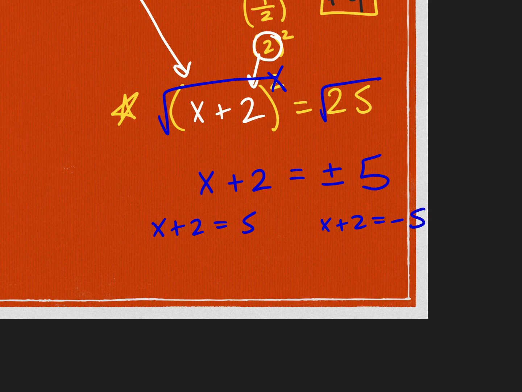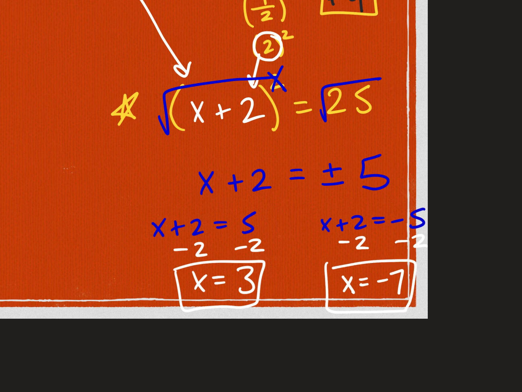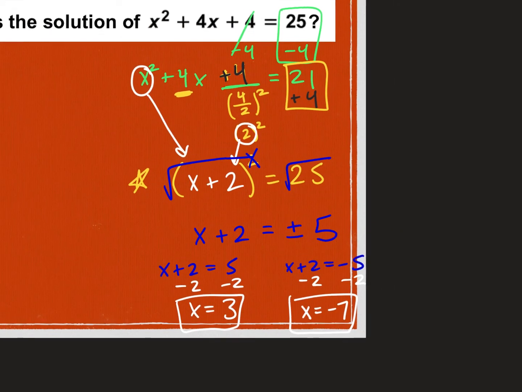Then from here, we just solve for x. So x plus 2 is equal to 5. How do I solve for x? Minus 2. So x is equal to 3. And do the same thing in the other one, minus 2. So what's negative 5 minus 2? Negative 7. So x is equal to 3 and x is equal to negative 7. Those are our 2 answers.